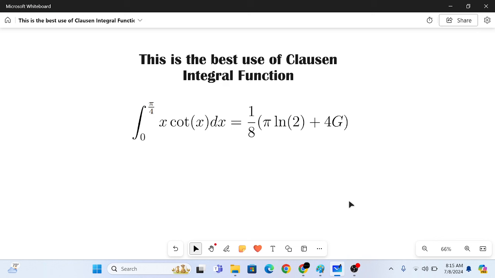This is the best use of the Clausen integral function. Okay, so we have this integral from 0 to pi by 4 of x cot x dx. And let me just introduce the Clausen integral function just in case you don't know about that.